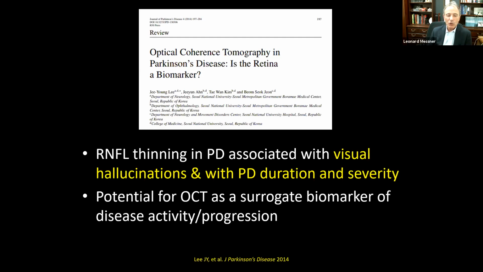It found a correlation between the degree of nerve fiber layer thinning and the visual hallucinations that are commonplace among individuals with Parkinson's disease, as well as the duration of the disease, suggesting the potential role of OCT and serial OCT testing as a surrogate biomarker of disease activity in the setting of Parkinson's disease.